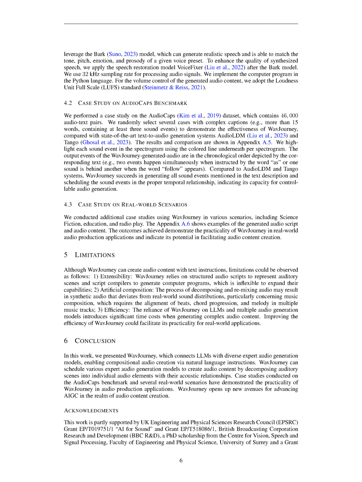The results and comparisons are shown in the appendix. We marked each sound event in the spectrogram with a colored line. The sound events in the audio generated by WavJourney are in the order described by the corresponding text. For example, 2 events happen at the same time when the word "as" is used, or one sound follows another when the word "follow" is used. Compared to the other systems, WavJourney was successful in generating all the sound events mentioned in the text description and arranging them in the correct temporal relationship, showing its ability to generate audio in a controlled way.